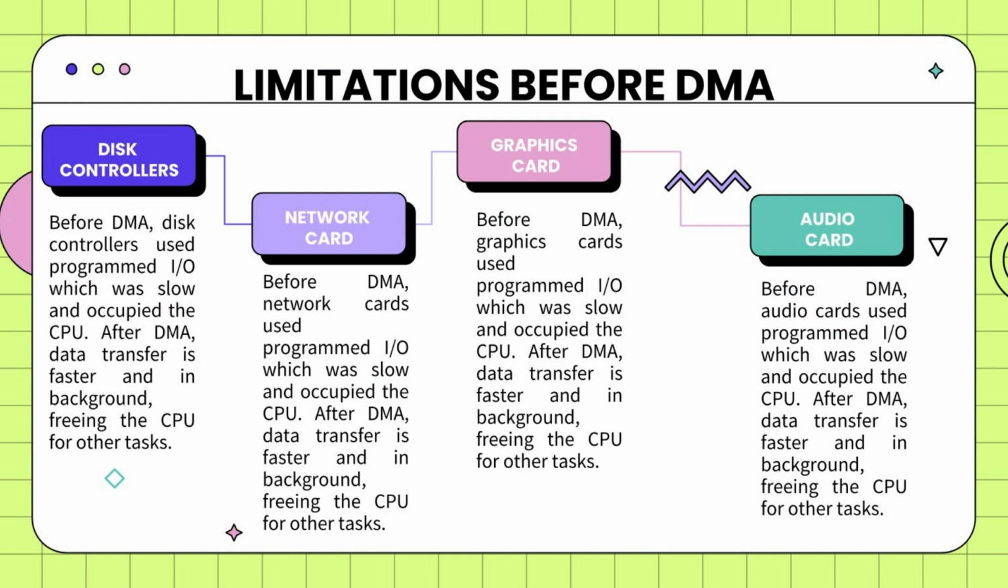Limitations before DMA. Disk controllers. Before DMA, disk controllers used programmed input output, which was slow and occupied the CPU. After DMA, data transfer is faster and in the background, freeing the CPU for other tasks. Similarly for network card, graphics card, and audio card.